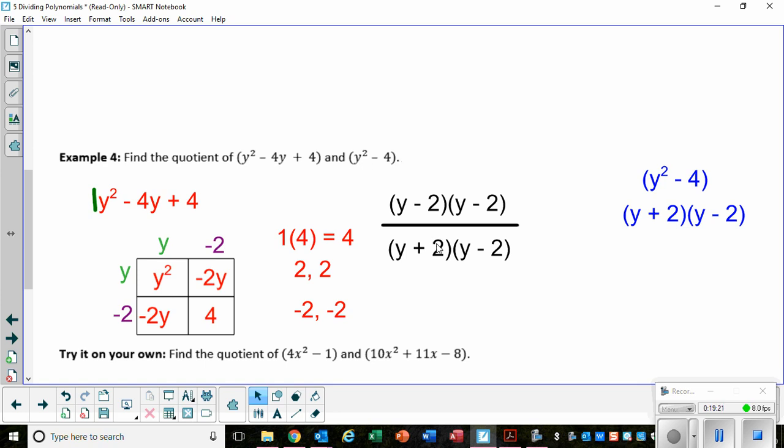So now I can go ahead and cross out what I got. Well, they both have the y minus 2, and that's what they have in common. I'm only crossing out one for each, because that's all they can do. And then I write what's left over. So the y minus 2 over the y plus 2, and that is my final answer.